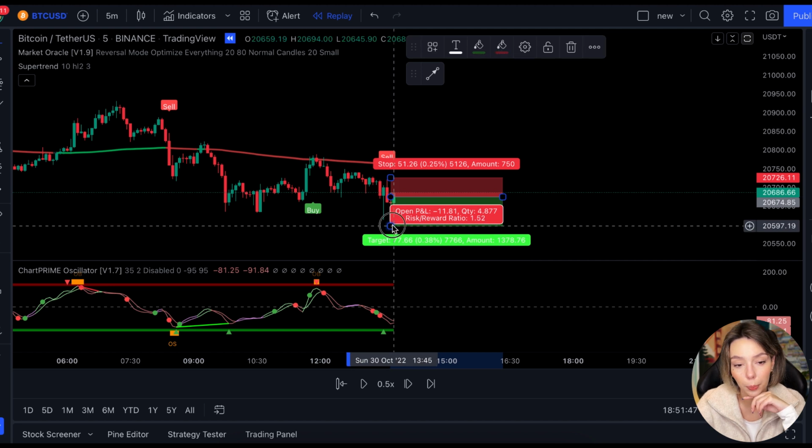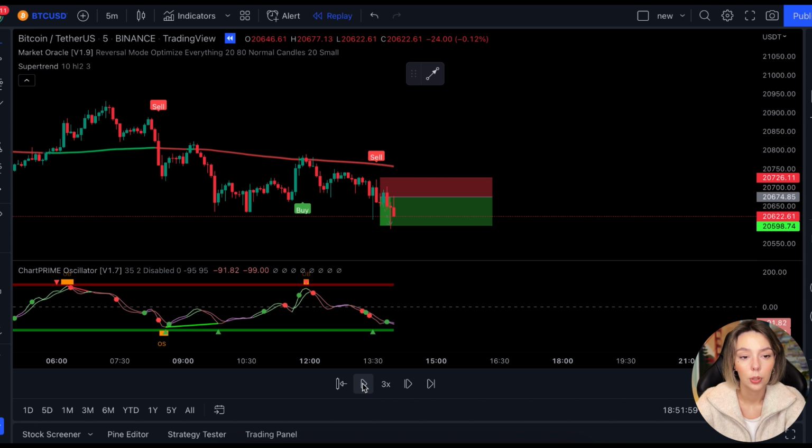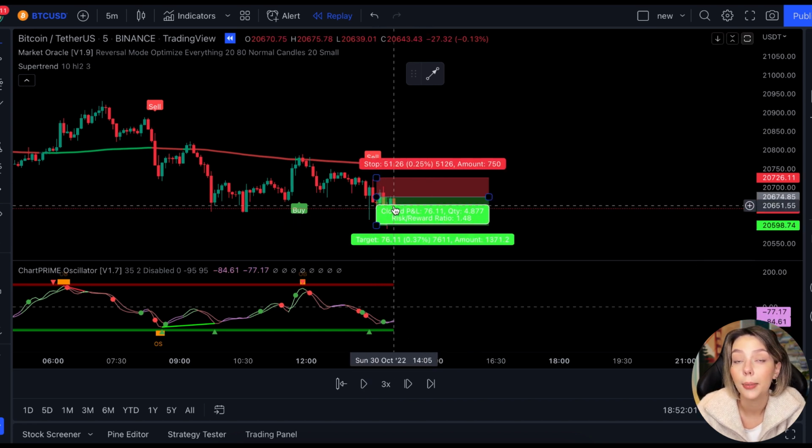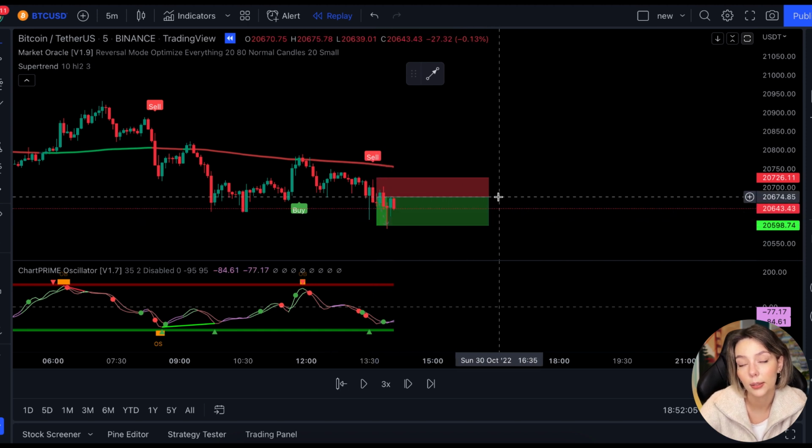We open a short position, with take profit set 1.5 times higher than the stop loss. So the deal was closed almost immediately. There is a small profit. Let's see what happens to the price next.